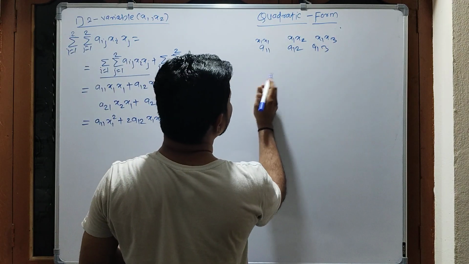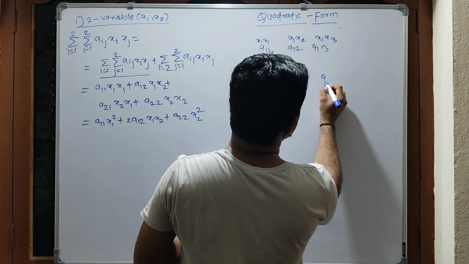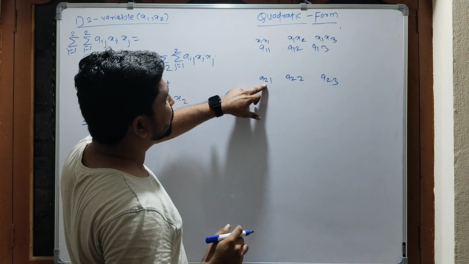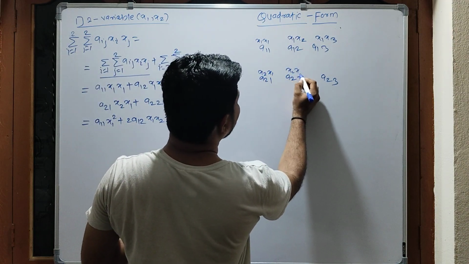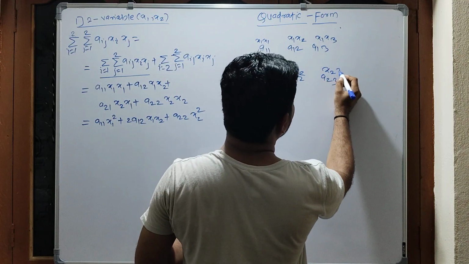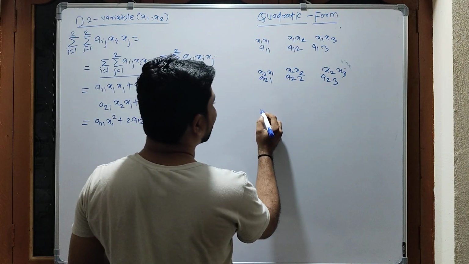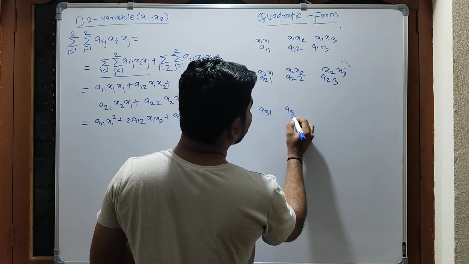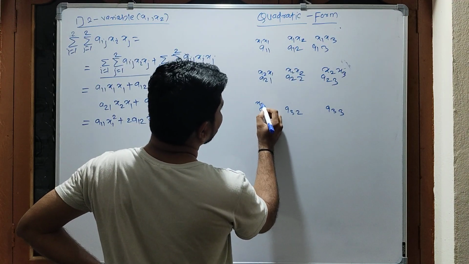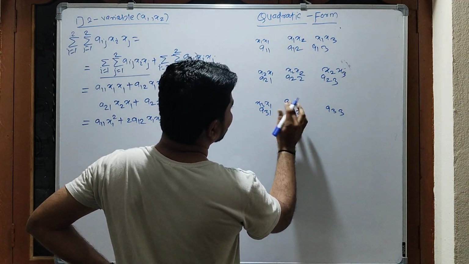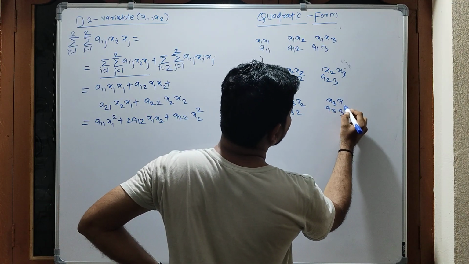Now come to the second row of this 3 cross 3 matrix: A21, A22 and A23. So this is x2 x1. Now this is x2 and x2. Now this is x2 and x3. Now the third row is A31, A32 and A33. So A31 means x3 and x1. Here this is x3 and x2. And this is x3 and x3.